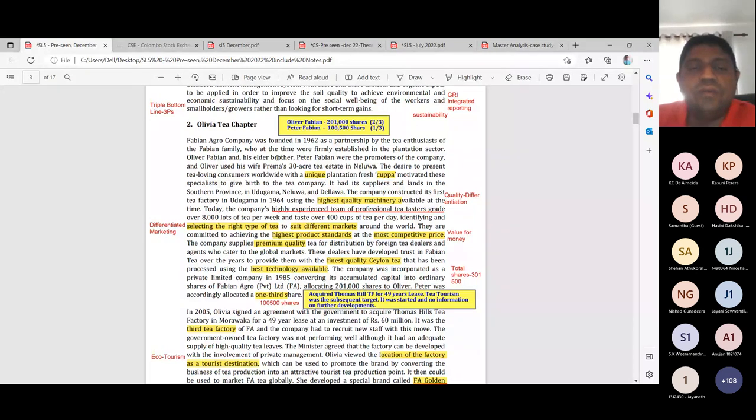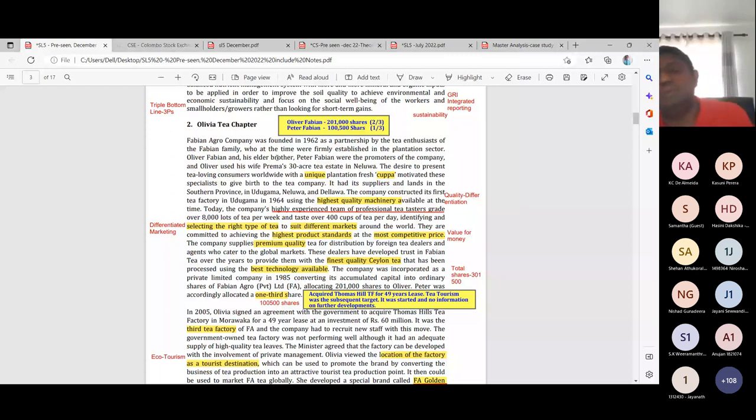Oliver used his wife Prema's 30-acre tea estate in Nellore. The desire to present tea-loving consumers worldwide unique plantation-fresh "kappa", that means cup of tea, motivated these specialists to give birth to the tea company. It had its supplies and land in the southern province in Udukuma, Nellore and Delaware. The company constructed its first tea factory in Udukuma in 1964 using the highest quality machinery available at the time.